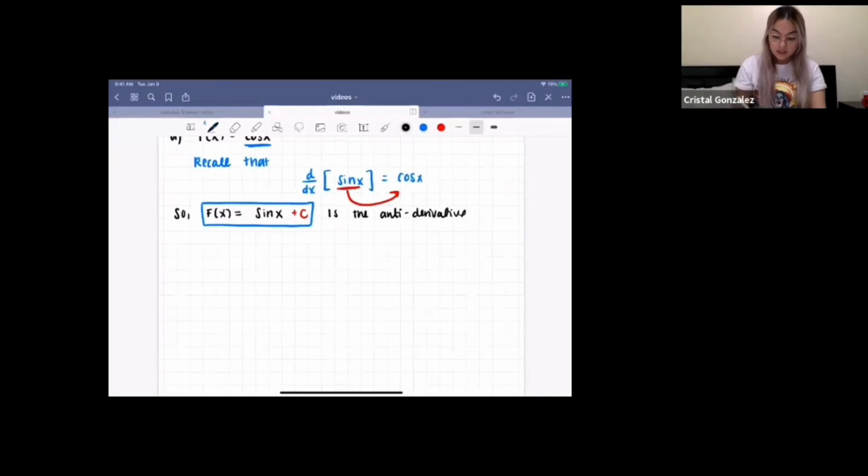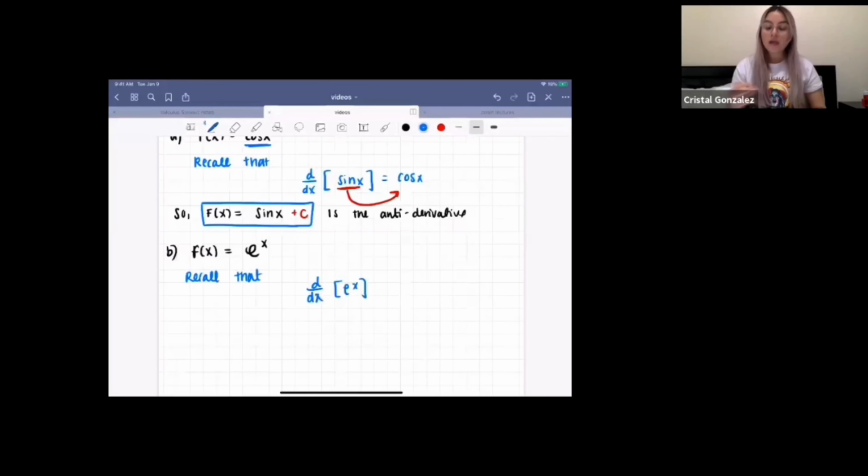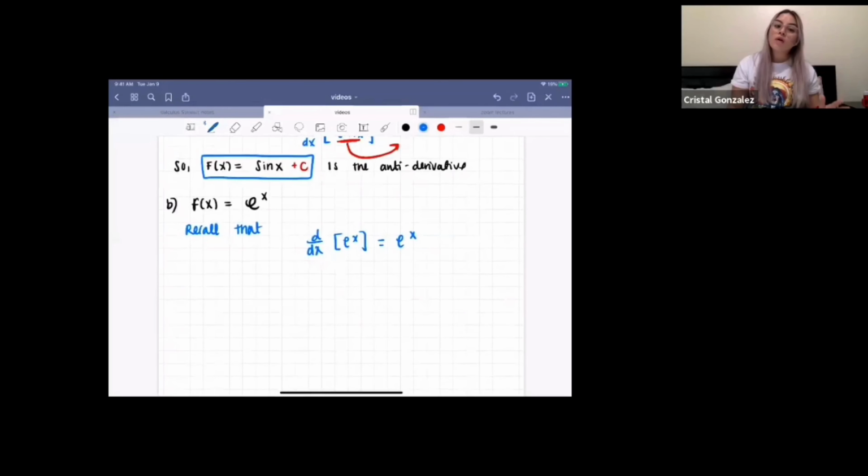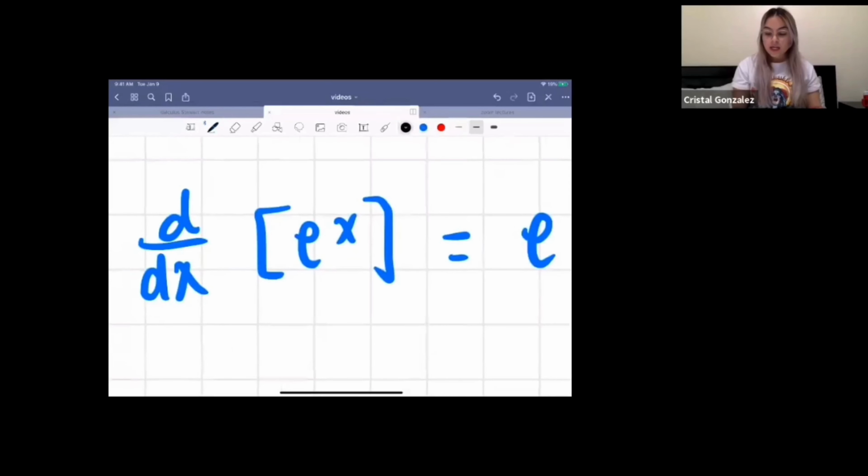Okay, now let's do b. So for b, we have f of x is equal to e to the x. And this one's super easy because remember, you want your antiderivative to give you back the original function, but recall that the derivative of e to the x by itself, with no constants in front, is equal to just e to the x. And so for this part so far, I'm not going to include any constants here just yet.